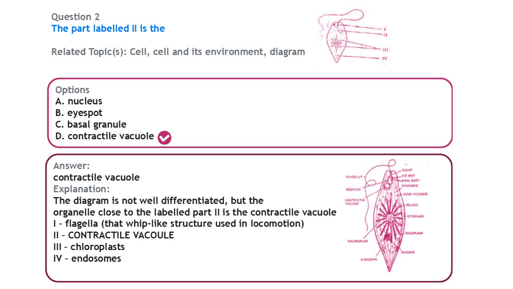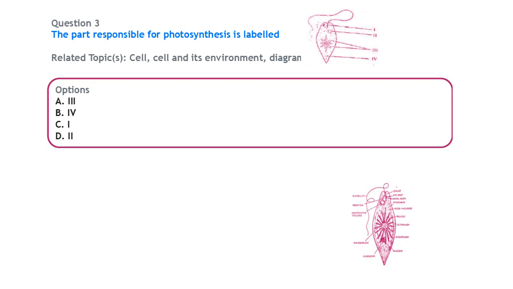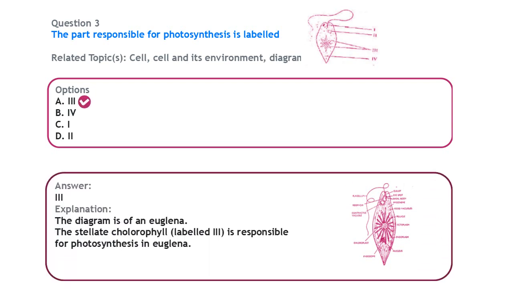The part labeled III is called the chloroplast, the stellate chloroplast, while IV is the next part. The next question using the same diagram: the part responsible for photosynthesis is labeled, that is the part labeled III. It's called the stellate chloroplast, and chlorophyll is a photosynthetic pigment. If you look at the diagram associated with the solution here, we have the labeling of some other parts of the Euglena. The diagram is that of a Euglena.